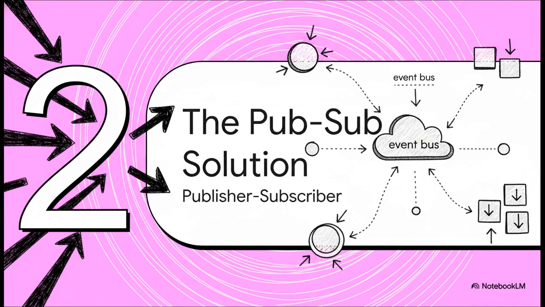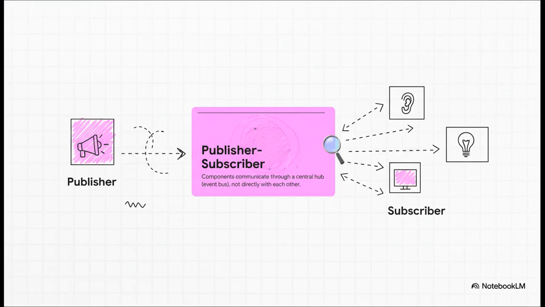Well, there's a really elegant and super powerful solution for this called the publisher-subscriber pattern. You'll probably hear people call it pubsub for short. The big idea here is actually pretty simple. The components just stop talking directly to each other. Instead, one component, the publisher, just shouts its message into a central hub, something we call an event bus. Then, any other component, a subscriber, that's interested in that message can just listen in and grab it. They're completely disconnected from each other.